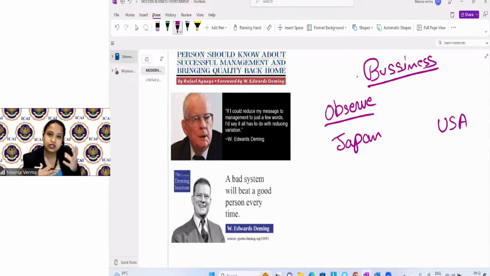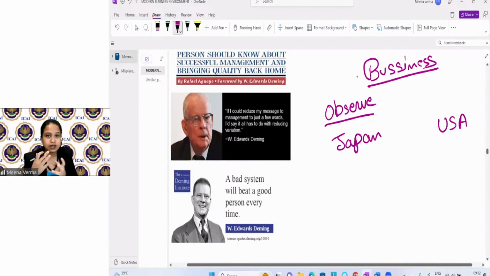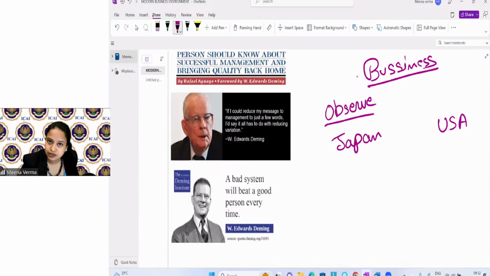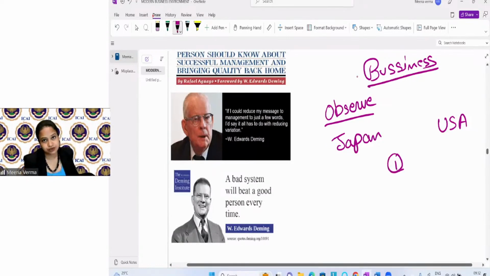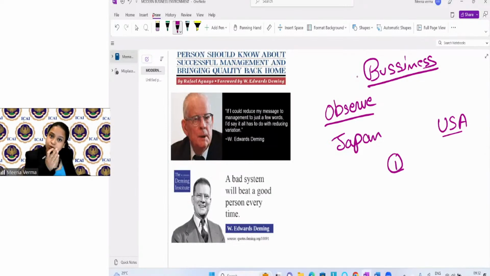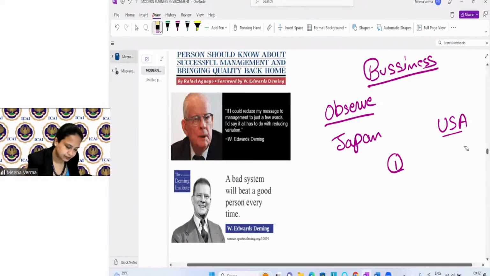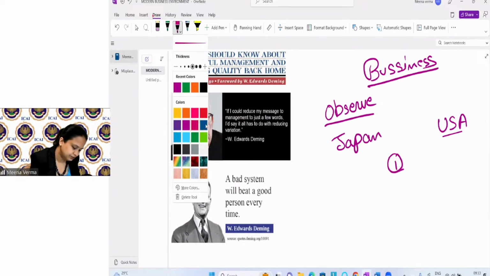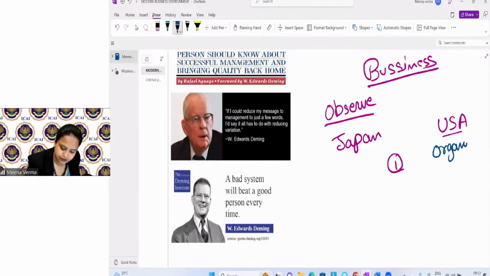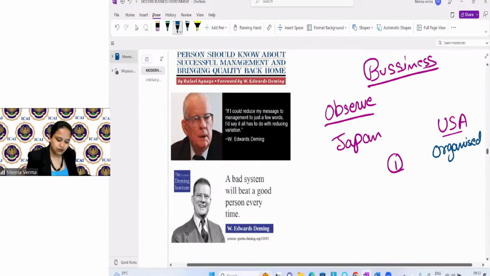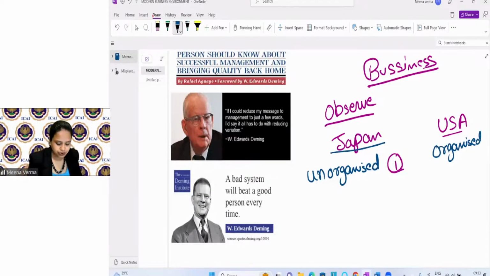He was just observing what the difference was, how people produce goods in the USA and how people produce goods in Japan. He observed everything. The first thing he found was that in the USA, the entire process of production was very organized. While in Japan, after the destruction, the process was very unorganized. Because of that, when they were producing products in Japan, they were facing huge defects.